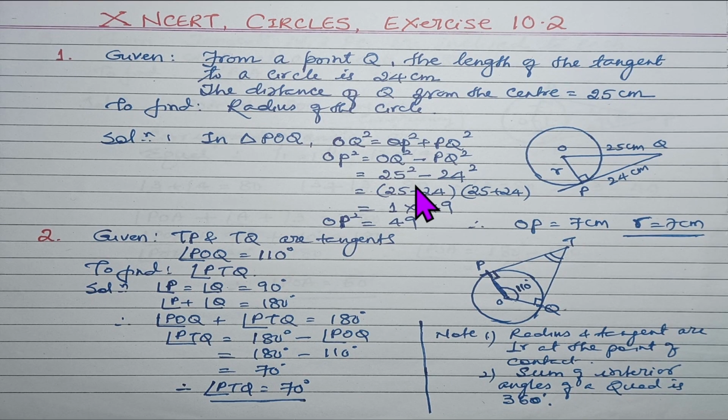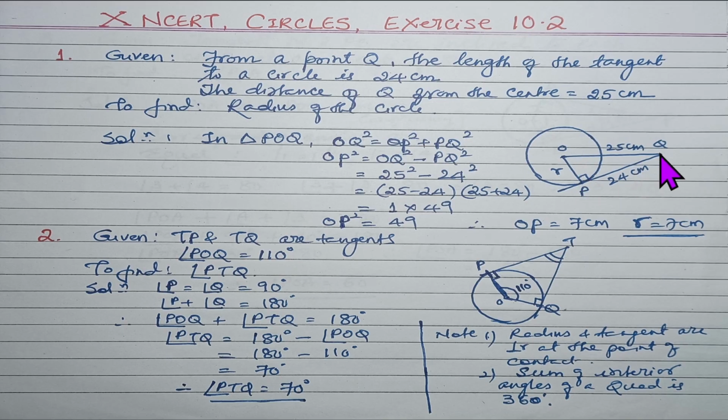Now coming to the next exercise, that is again the exercise on circles of the 10th NCERT CBSE textbook, exercise 10.2. In the first example, we have a circle with center O. From a point Q outside the circle, the tangent QP is drawn to the circle, P is the point of contact, and we have to find the radius of the circle.